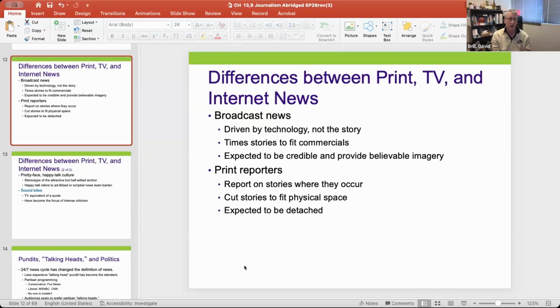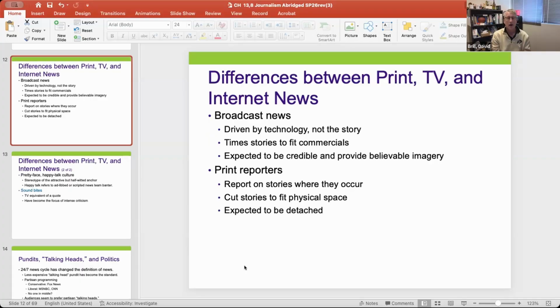Print reporters, I should say those that write for newspapers, for example, or write articles that appear on newspaper websites, report on stories where they occur. Whereas television can get its information through technology from far-reaching places without necessarily having someone on the ground there, maybe they have a photographer who can send back video, or maybe it's just taking video from people with phones who recorded things that happened there, print reporters actually have this reputation of going to the actual scene and reporting on stories where they occur.